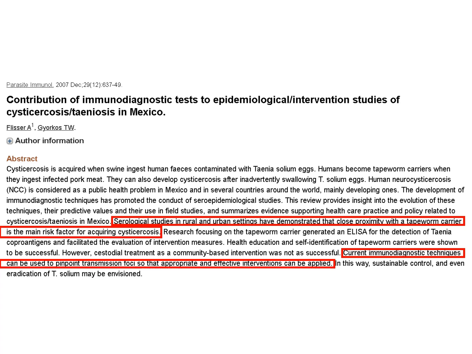So the development of immunodiagnostic techniques has promoted the conduct of sero-epidemiological studies worldwide. This paper uses the serological test to look into the risk of getting cysticercosis. It was shown that close proximity with a tapeworm carrier is the main factor of acquiring cysticercosis. So these immunotechniques have helped to pinpoint the transmission foci so that appropriate and effective intervention can be applied.